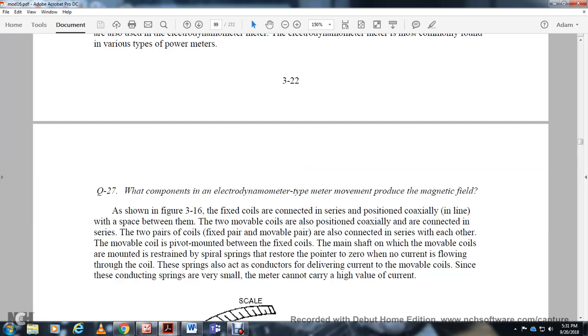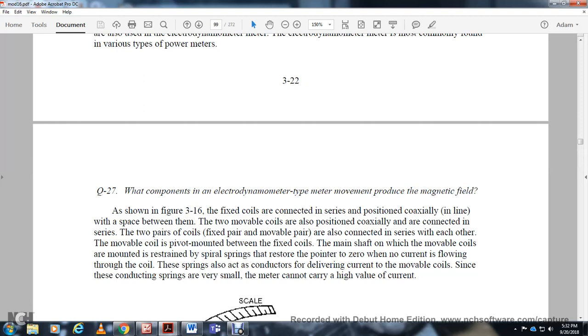As shown in figure 3-16, the fixed coils are connected in series and positioned coaxially, in line, with a space between them. The two movable coils are also positioned coaxially and connected in series, so there are two coil pairs, a fixed pair and a movable pair. The movable coils are mounted on the main shaft between the fixed coils, and are retained by restraining springs.